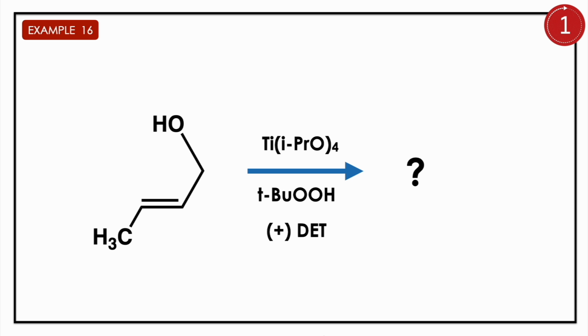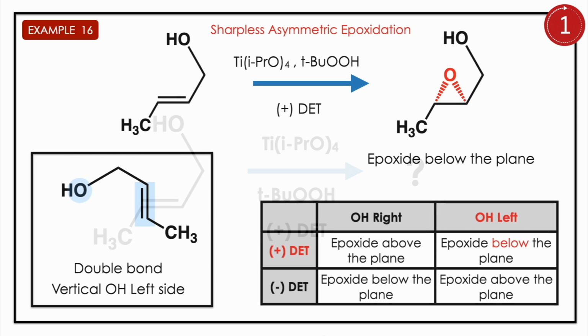Then the next example, you have an alkene, one side a methyl group, in trans position you have a methylene alcohol. You are using titanium isopropoxide, tertiary butyl hydroperoxide plus DET. You should find what the final product will be. Here you have an alkene, with an alcohol in the allylic position. You are using plus DET. So chances are Sharpless asymmetric epoxidation.